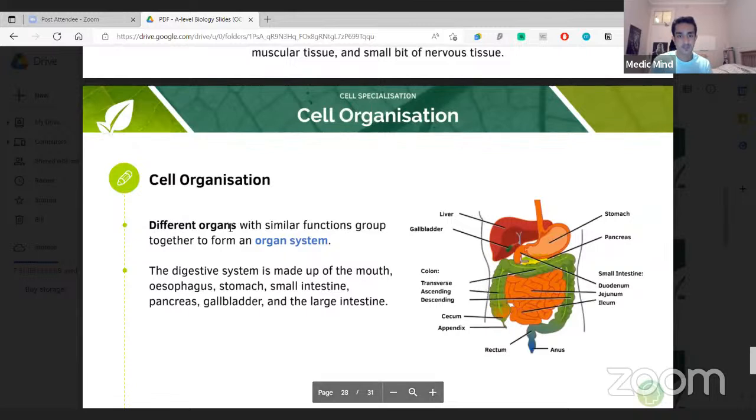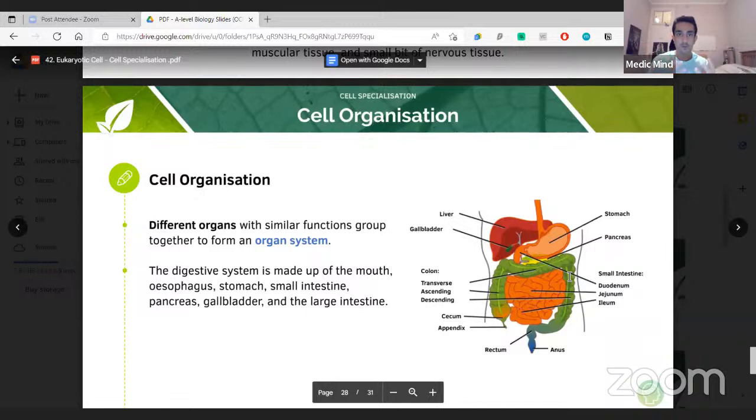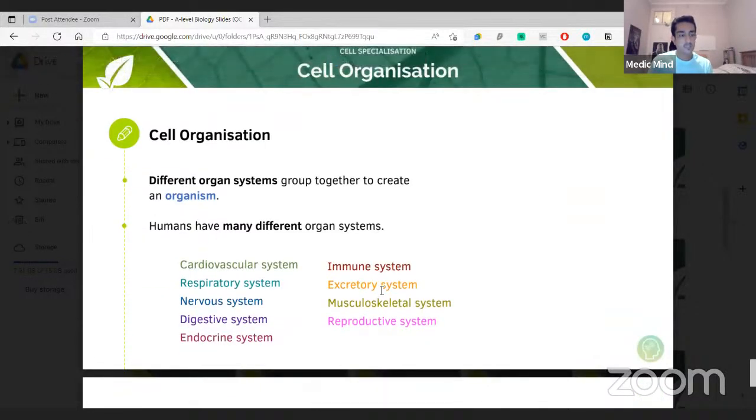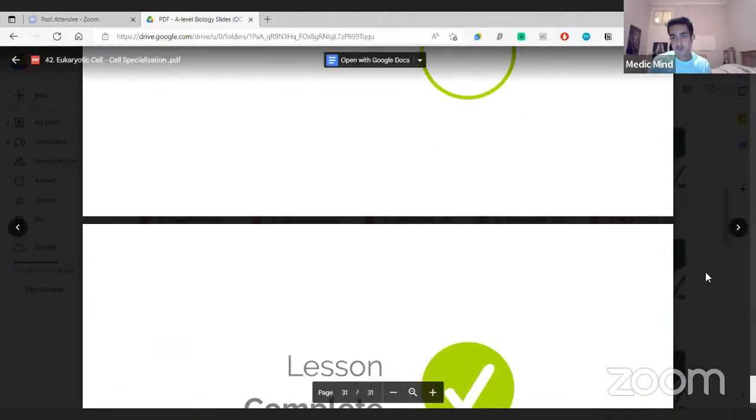Different organs with similar functions come together to form an organ system. The digestive system, for example, comprises the mouth all the way down: mouth, stomach, pancreas, and all of these perform the overall function of digestion. And humans have loads and loads of different organ systems that do similar, related functions as an overall process.